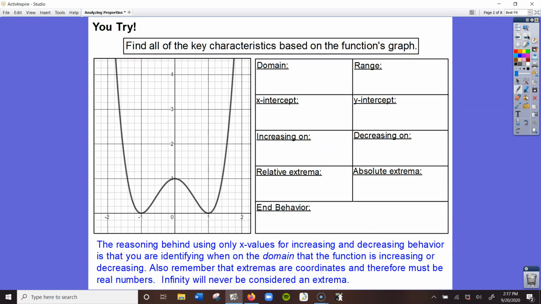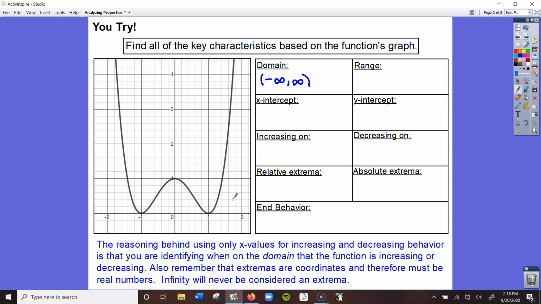Let's have a look at another graph. Now, when we're writing out our domain, I'm checking out how far to the left does it go and how far to the right does it go. And it goes forever to the left and to the right, as you can see that the graph is opening up and outwards. So we would say that the domain is negative infinity to infinity.